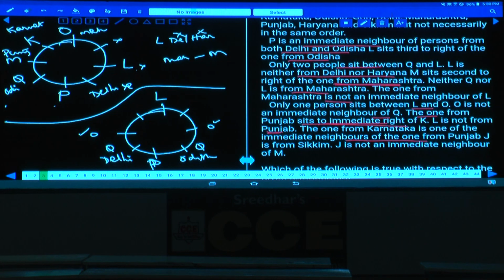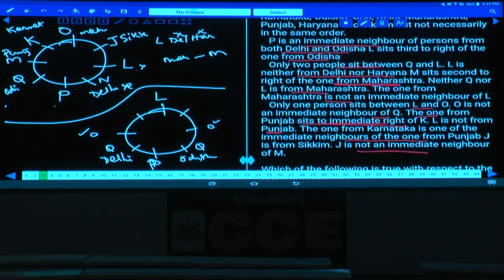As J is from Sikkim, tell me where should this J be? J must be in between O and L, and this person is from Sikkim. And J is not an immediate neighbor of M. As J is not an immediate neighbor of M, who is the person left over? Among the persons LMNO, JK, PQ, N is the person left over, hence N must be here.